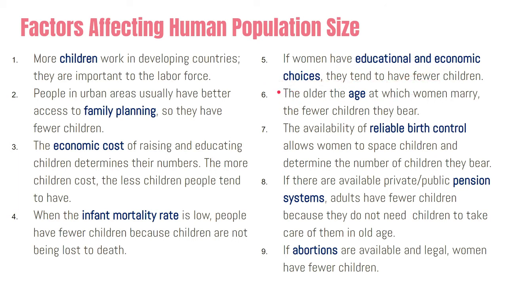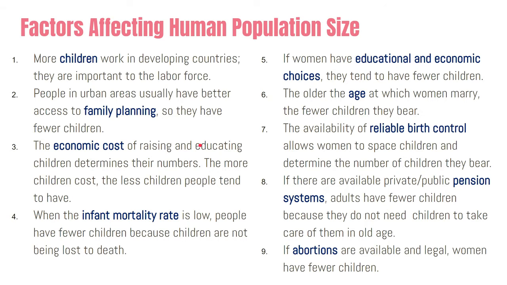Then number six, the older the age at which women marry, the fewer children they usually bear. So younger women tend to have more children because they have a longer reproductive stage. Women who marry older, around 30 years old and above, tend to have fewer children.